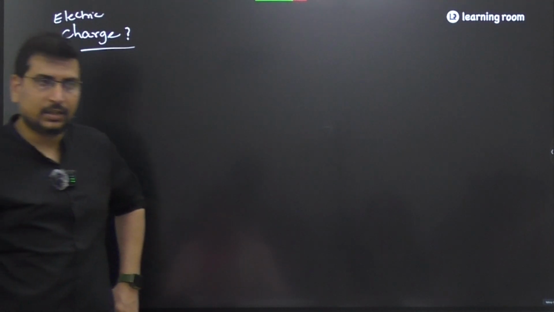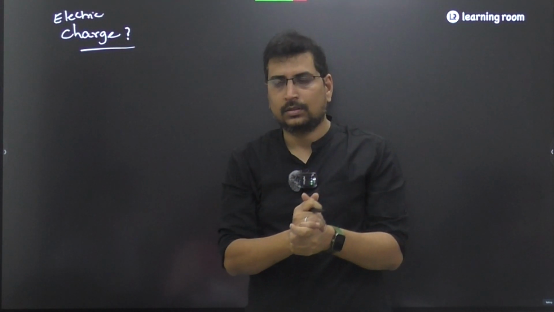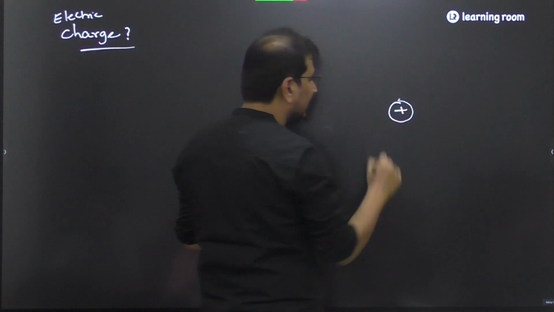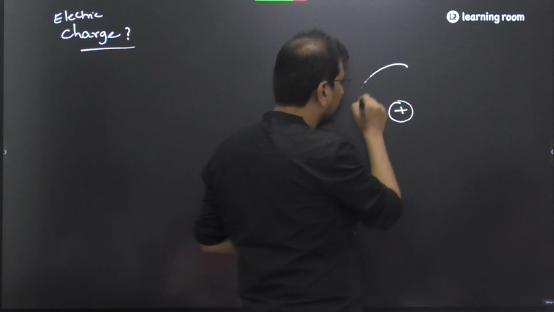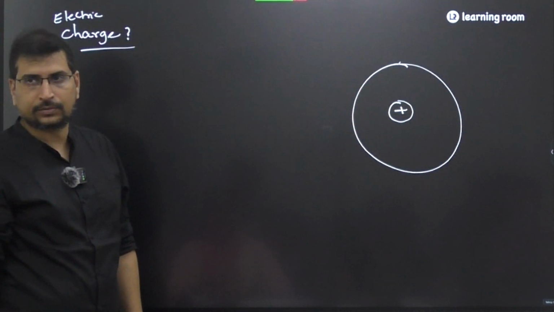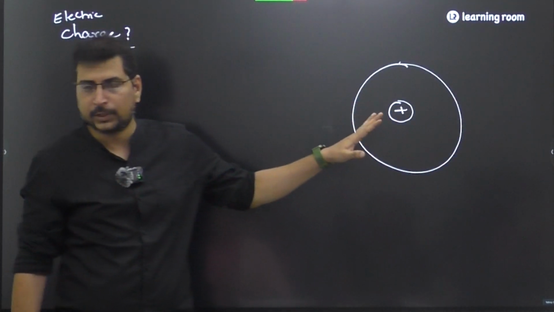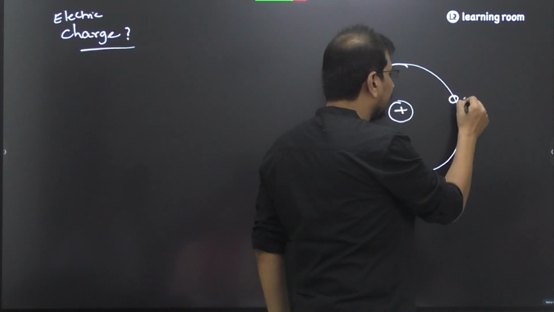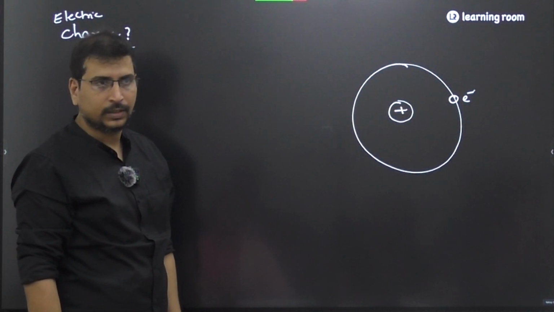So when you talk about an atom, basically, what does an atom consist of? You have a central core which is called the nucleus, around which you have the orbits. The electrons are going to revolve in those orbits. I'm not going to the concept of orbitals. Let's stop with this. Now, if I take an electron here, this is going to revolve around the nucleus, right?